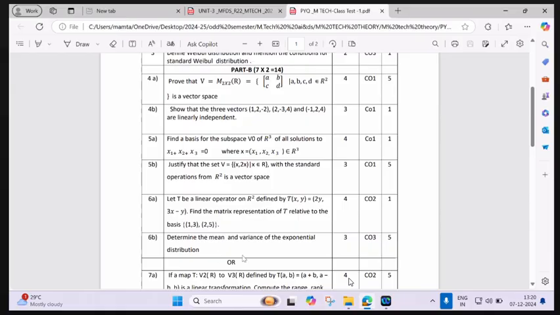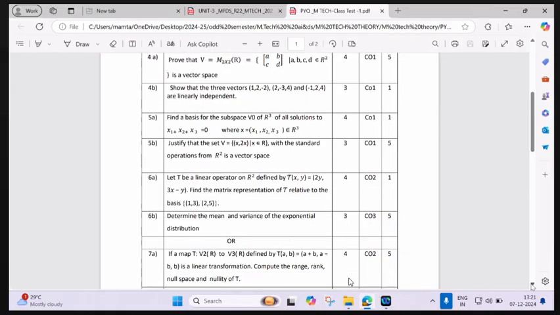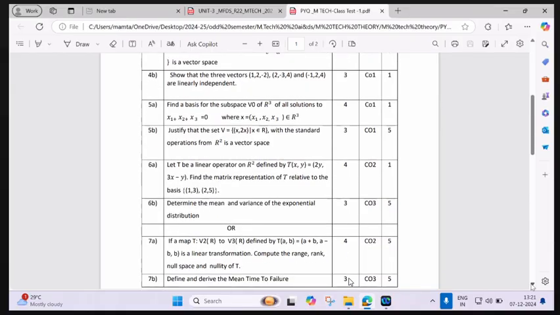Determine the mean and variance of the exponential distribution. You can do each one separately, or you can write the moment generating function and derive the coefficients. The coefficient of t power 1 by 1 factorial is the mean, that is 1 by lambda or 1 by theta. Similarly, the coefficient of t square by 2 factorial gives the variance, that is 1 by theta square. Okay, so these are all there in your notes. Just go through it, practice well.